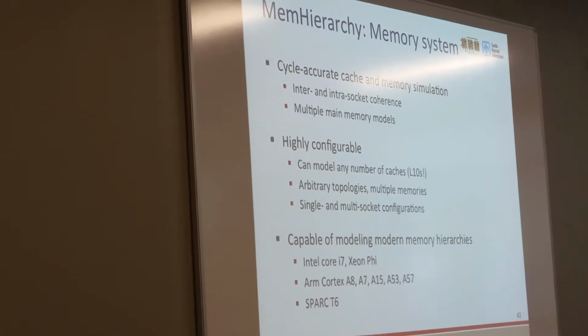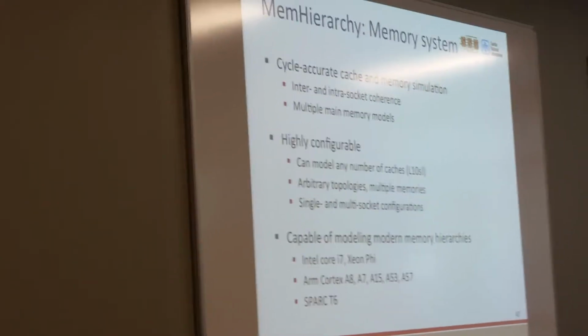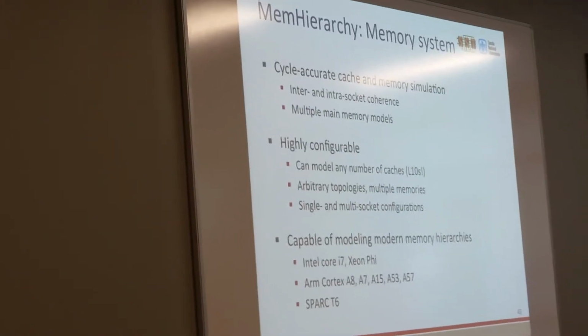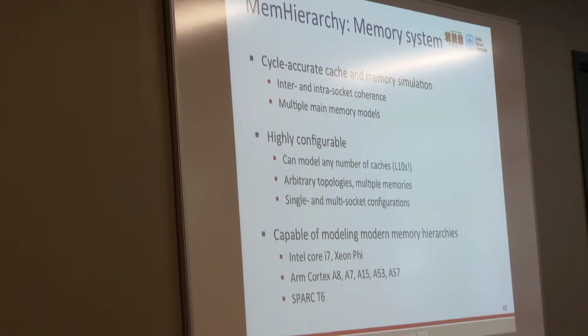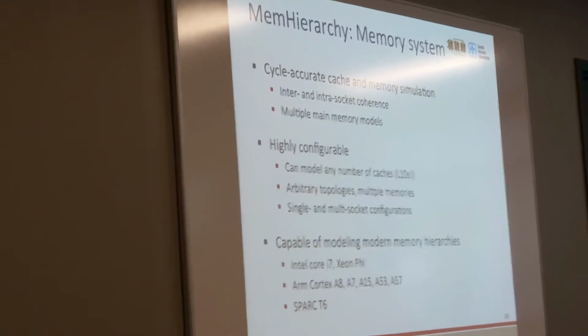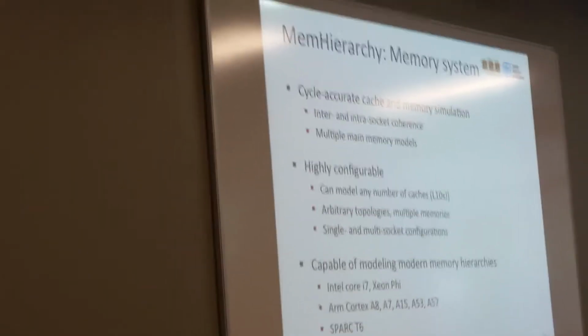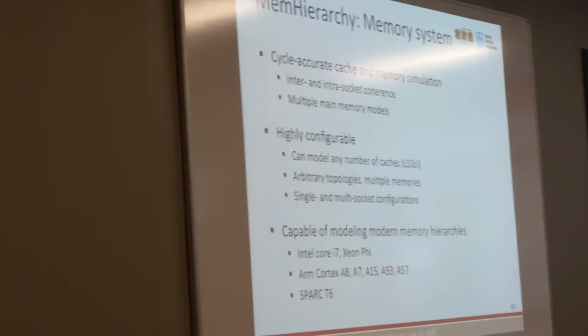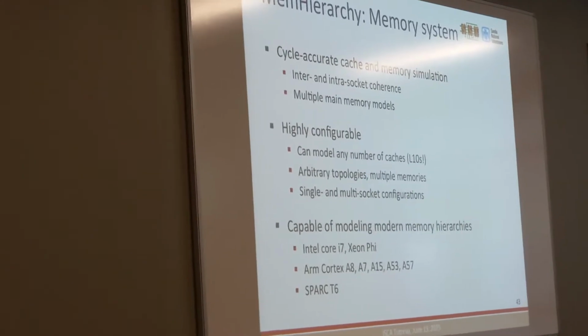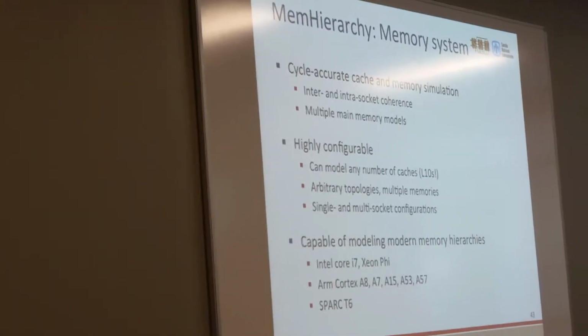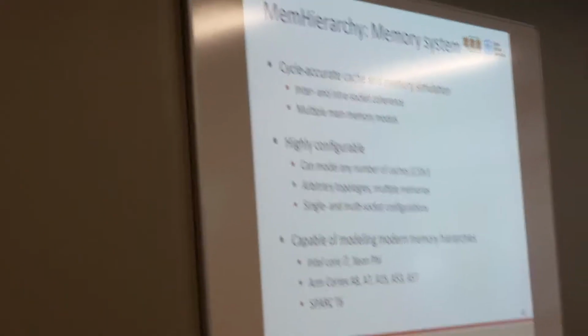In between those, we can use Merlin, our network model, to simulate a network on chip. This could be a simple mesh network to look at a tiled architecture, or ring networks to look at modern processors like Haswell or Broadwell, examining the impacts of network on a chip there. At a high level, memHierarchy does caches as well as modeling all the cache coherency. So memHierarchy does the memory system. It's a cycle accurate cache and memory simulation. It has support for both inter and intra socket coherence, and connects to multiple main memory models.